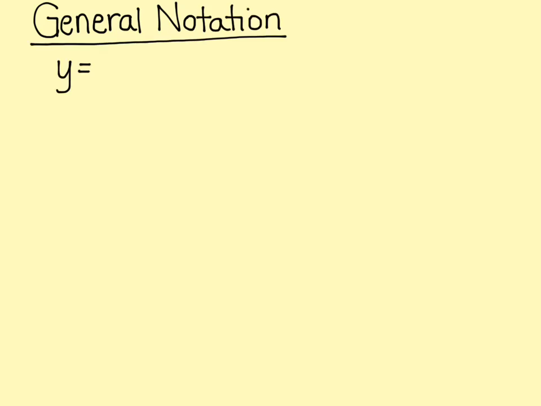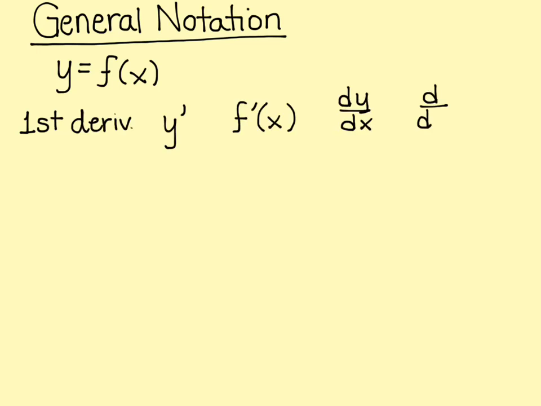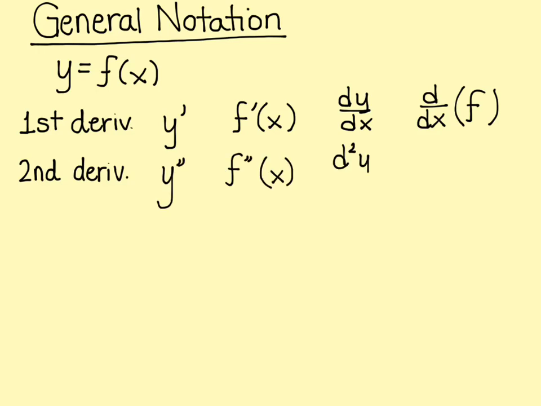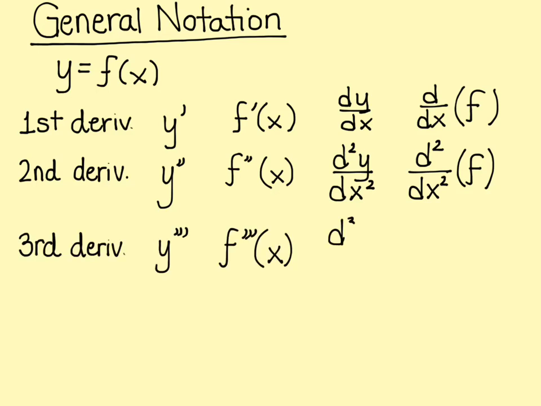The general notation for higher order derivatives: if y is equal to f of x, then for the first derivative, we have 4 different ways of writing this. We have y prime, f prime of x, dy by dx, or d by dx of f. And these are all familiar notations for us at this point. So the second derivative is then written as y double prime, or f double prime of x, or d squared y by dx squared, or d squared by dx squared of f. The third derivative then is the same thing, but instead of squares we now see cubes, and instead of 2 primes we see 3 primes.